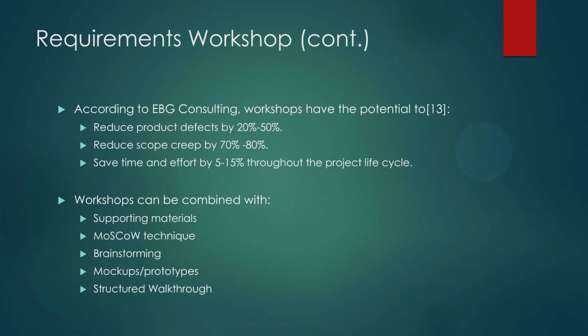According to EBG Consulting, workshops have the potential to reduce product defects by 20 to 50%, reduce scope creep by 70 to 80%, and save time and effort by 5 to 15% throughout the project life cycle. A workshop can be combined with supporting materials like problem statements, scenarios written on paper, flip chart, markers, and a projector. MoSCoW technique for prioritizing requirements, brainstorming for discovering requirements, mockup prototyping for refining and validating requirements, structured walkthrough for reviewing requirements.